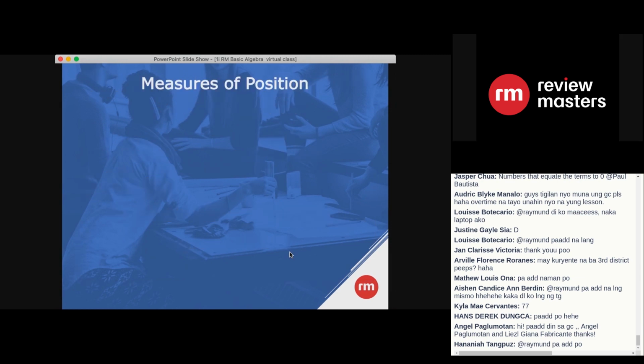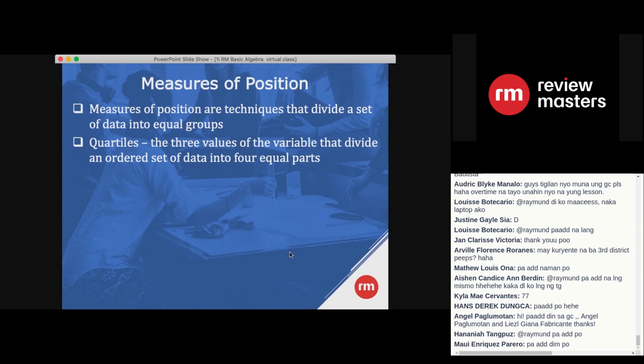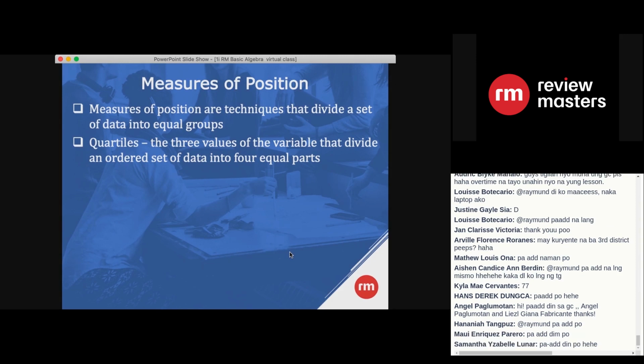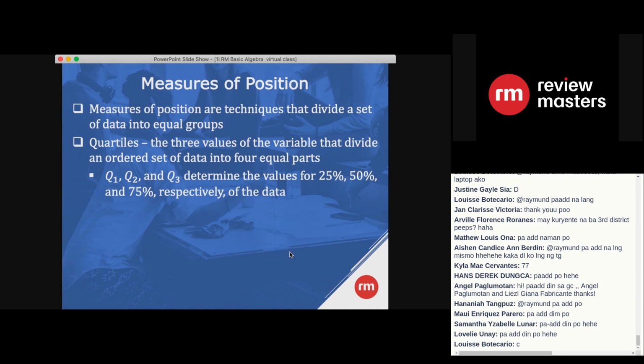Last one, measure of position. Measures of position are techniques that divide a set of data into equal parts. Quartiles, these are three values of the variable that divide the ordered set of data into 4 equal parts. Okay, so quartile 1, quartile 2, quartile 3. There. So quartile 1 is 25%, quartile 2 is 50%, quartile 3 is 75%.